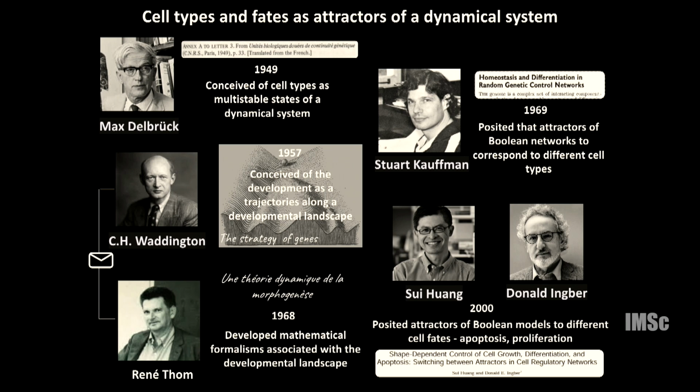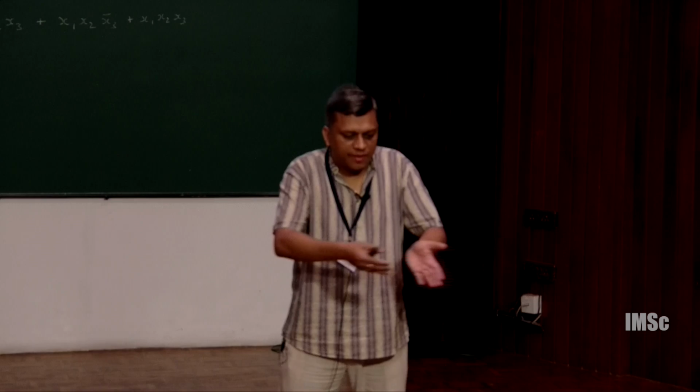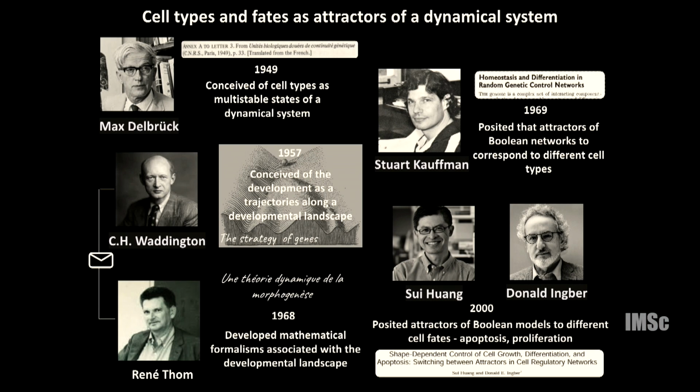And towards the end of the last century, in particular, Sui Huang and Donald Ingber. So if you remember, Mohit showed the sort of developmental landscape, where at each bifurcation point he was putting a toggle switch, which was essentially the paper by Sui Huang and Joseph Zhu. So what Sui Huang can be credited with in particular is that he actually connected these with experiments and interpreted the attractors of the Boolean system not only as different differentiated cell states, but also as cellular phenotypes. And he actually provided experimental support for this idea.